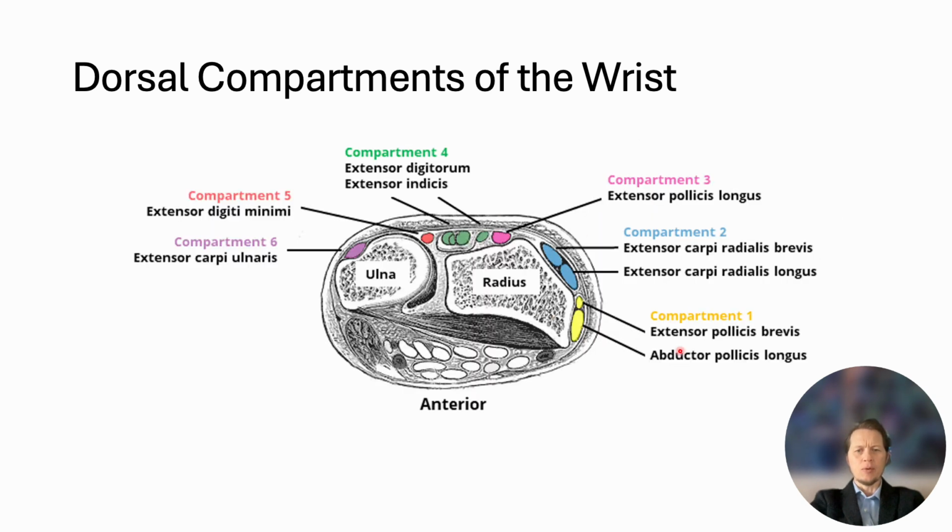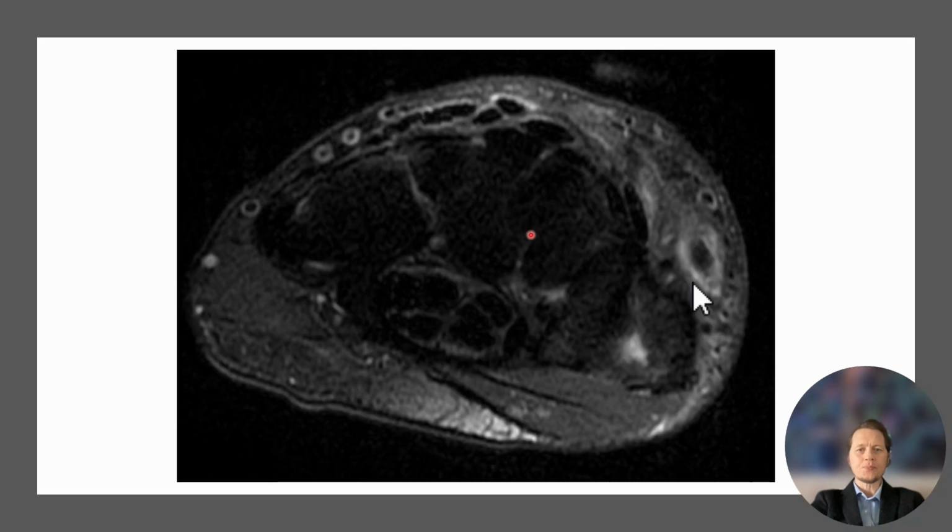Here is a labeled drawing of all the compartments, and an easy way to remember this: longest, brevis, longest, brevis, longest. So it's a nice way to remember the order as you're scanning on MRI and on ultrasound. So first compartment, second, and then third. This is the MRI, and where the cursor is here, that is the beginnings of the third dorsal compartment with some T2 fluid signal already proximally.